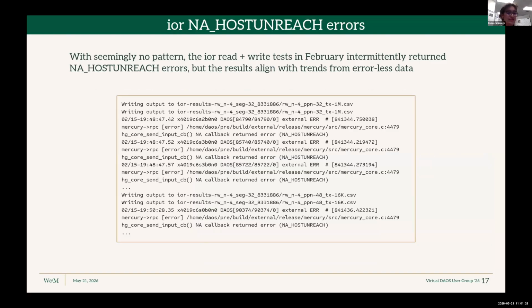And then briefly in February, there were some errors for when doing IOR reading and writing tests that just happened randomly. It doesn't seem to have a pattern with what test exactly was being run, but they would show the NA host unreached error, and the data we got out seems okay. It seems typical to the rest of the data, because this one was retrying. So we're not sure why that happened either, but it was interesting to see.